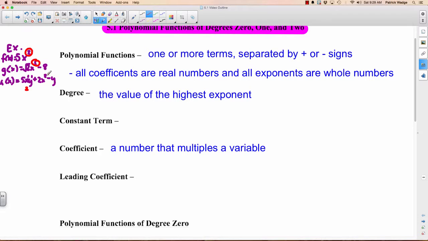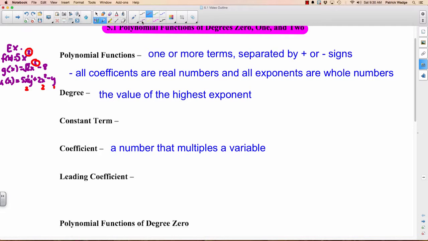The degree of the second term is 2. The degree of the third term is 1. So which one's the biggest here? You don't add them together, you just pick the biggest. Well, the biggest is 2. So the degree of this would be 2. Don't get confused by that.